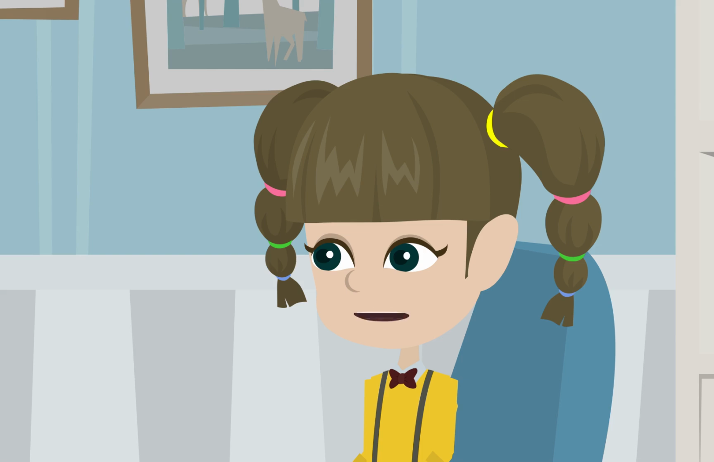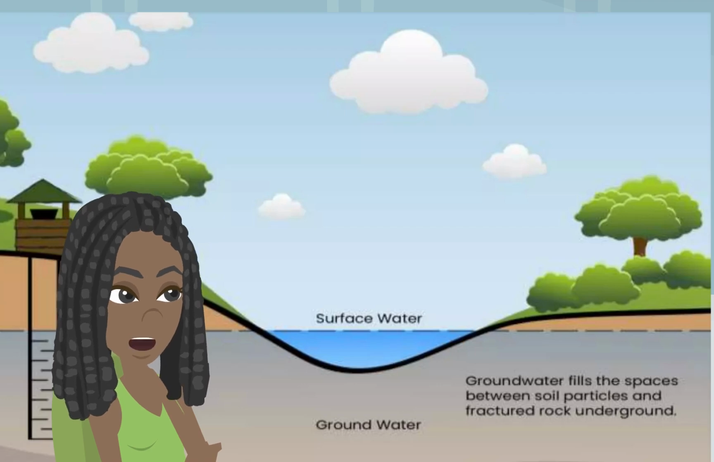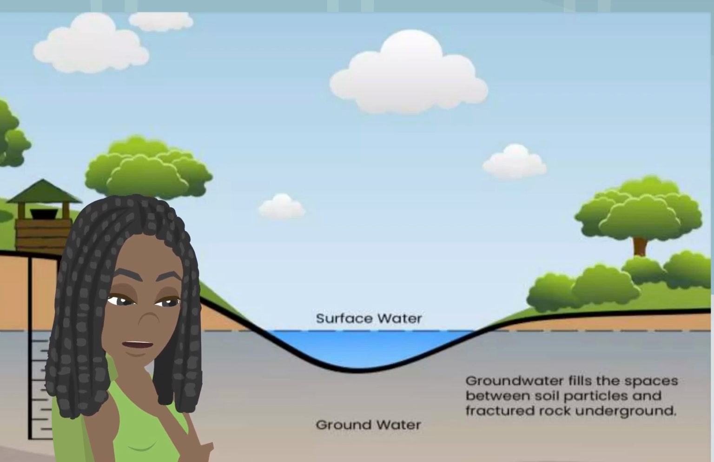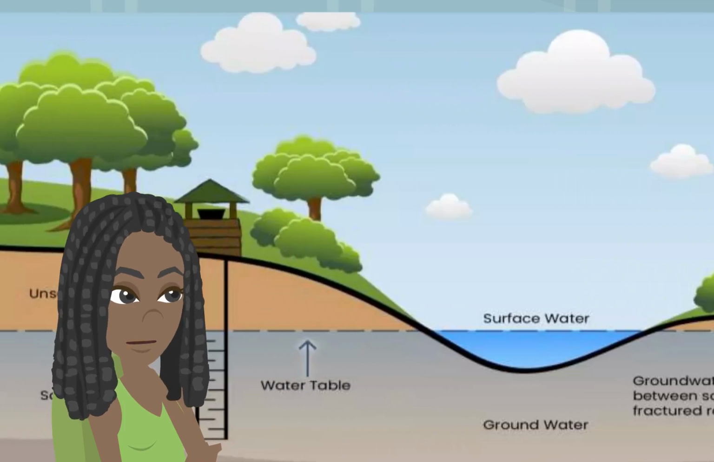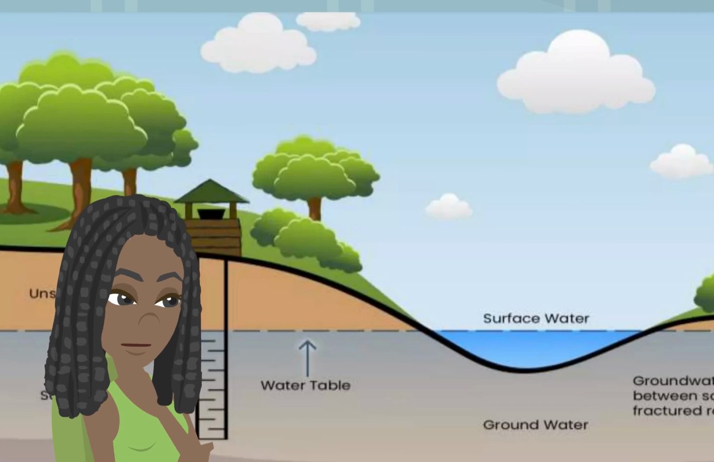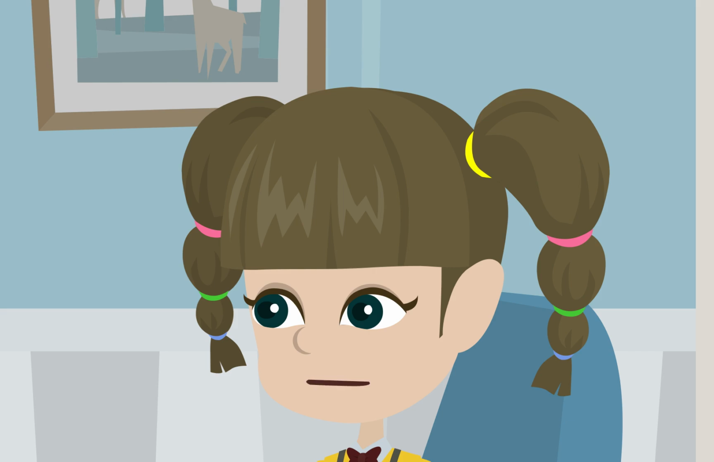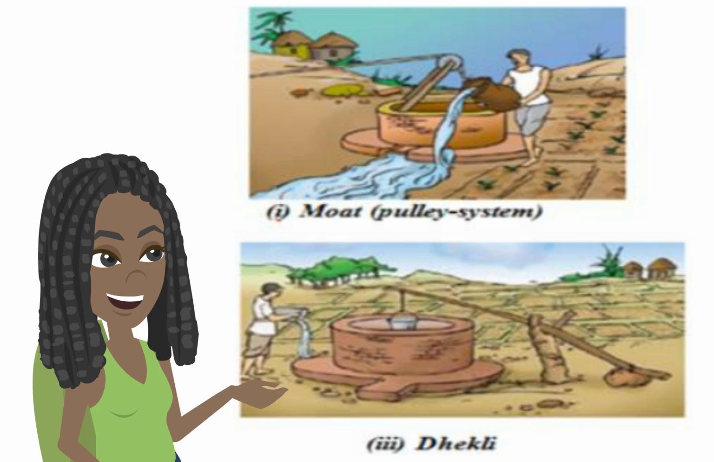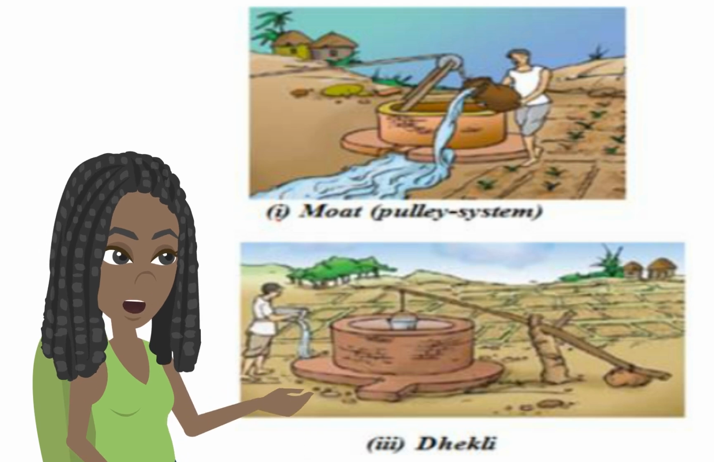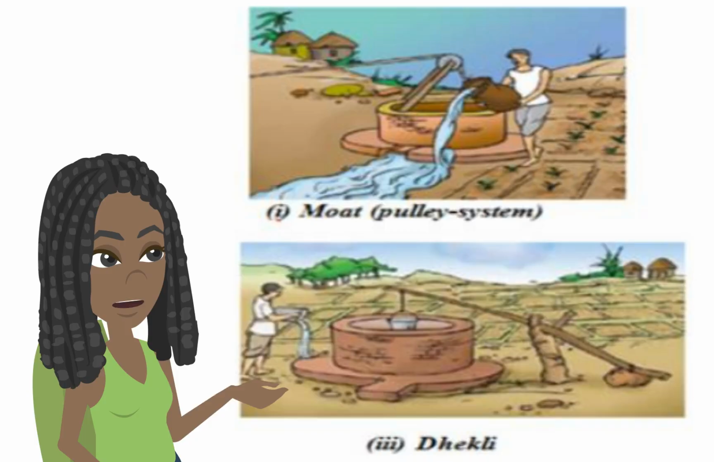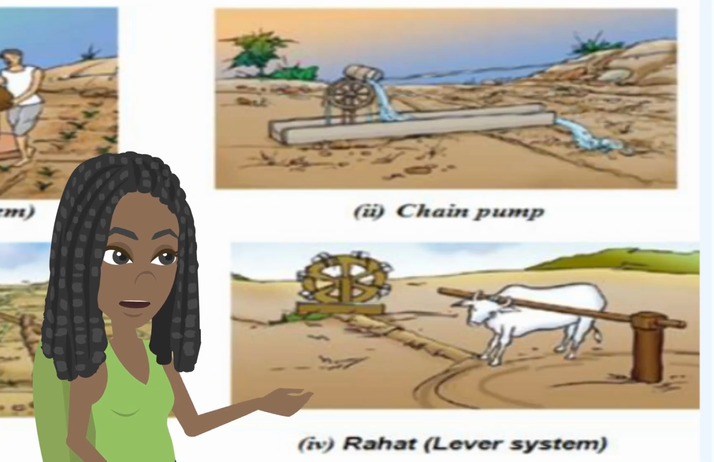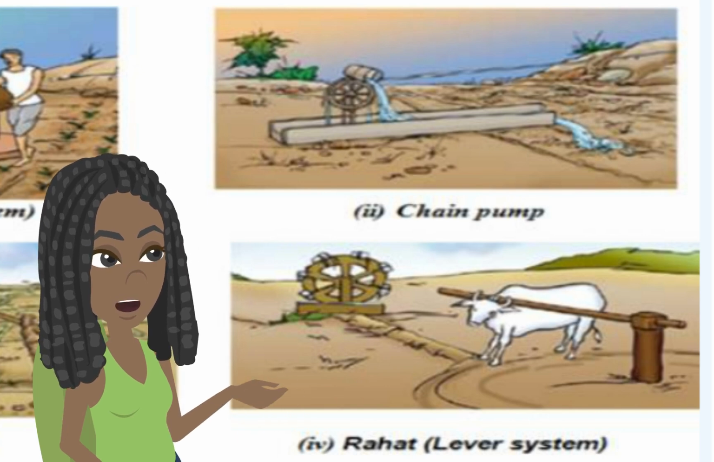Interesting. What are the different ways plants get water? The supply of water to crops at regular intervals is called irrigation. The sources of water for irrigation include wells, tube wells, ponds, lakes, rivers, dams, and canals. I see. What are some traditional methods of irrigation? Traditional methods of irrigation involve using cattle or human labor to lift water from wells, lakes, and canals. These include methods like moat, chain pump, deckley, and rahot.